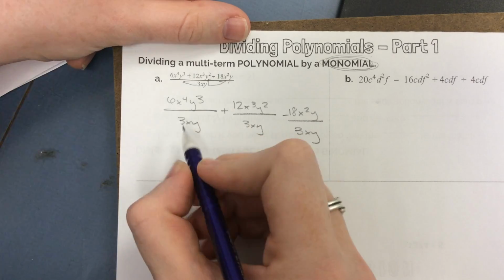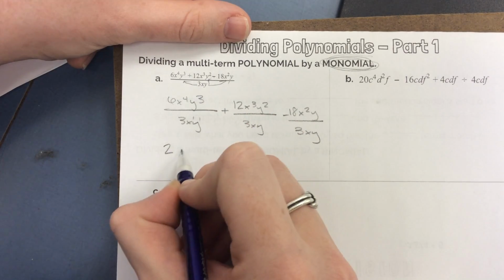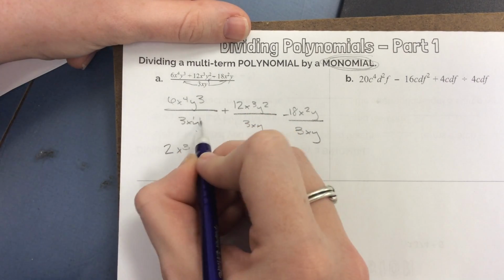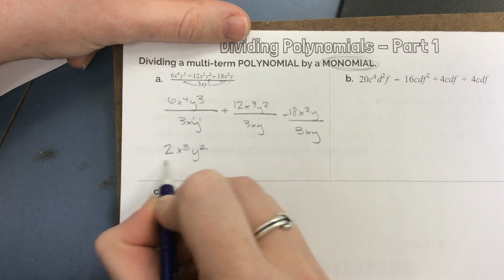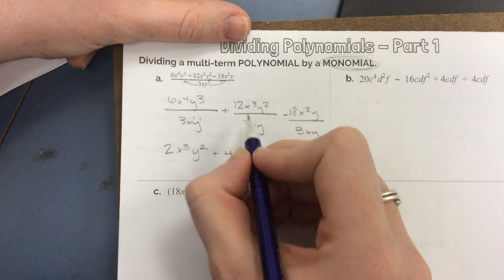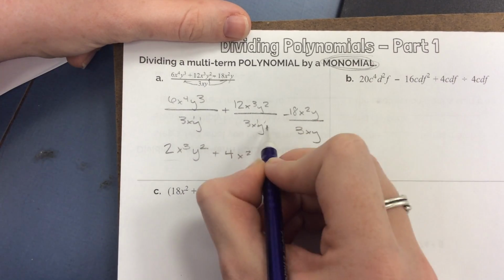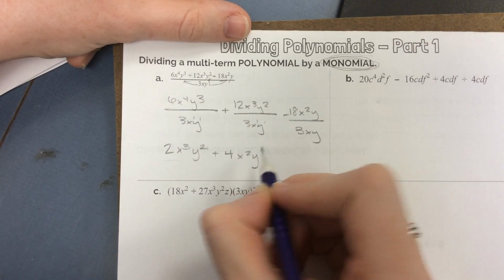So 6 divided by 3 is 2. These both have an exponent of 1. 4 minus 1 is 3, so x to the third. 3 minus 1 is 2, y squared. That's your first term. Then 12 divided by 3 is 4. Again, 3 minus 1 is 2, x squared. 2 minus 1 is 1, so we're left with a y.